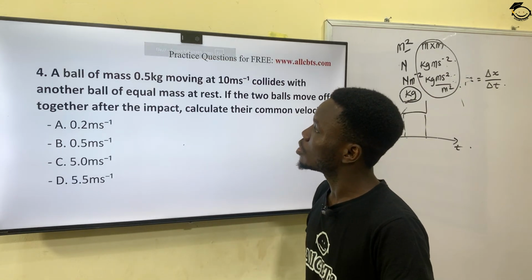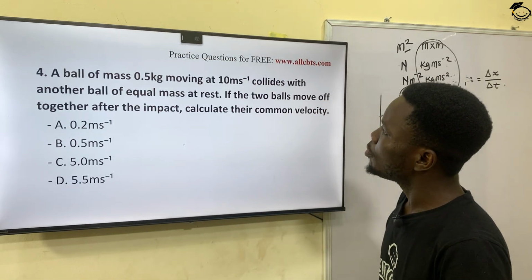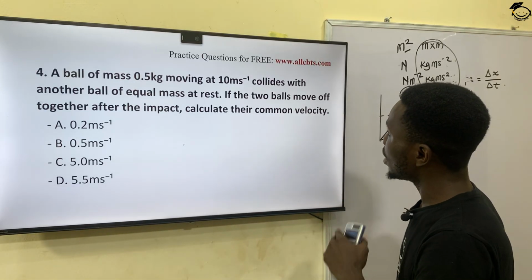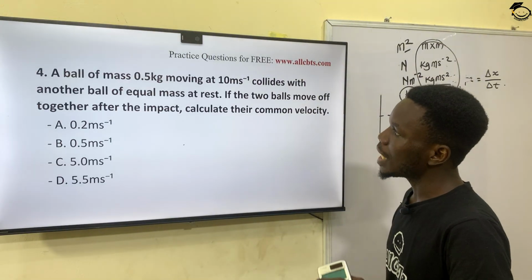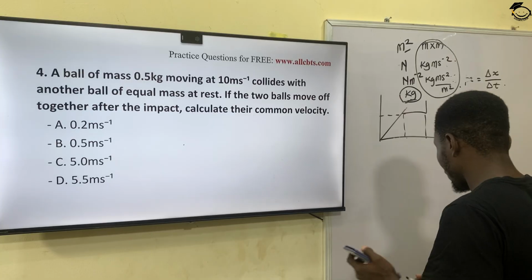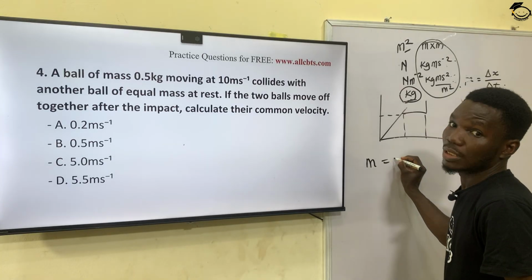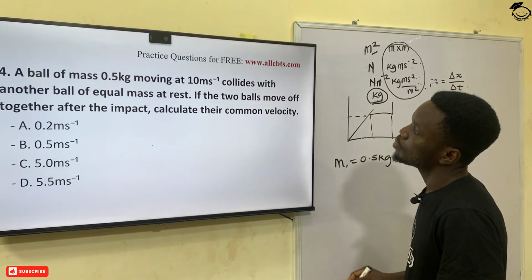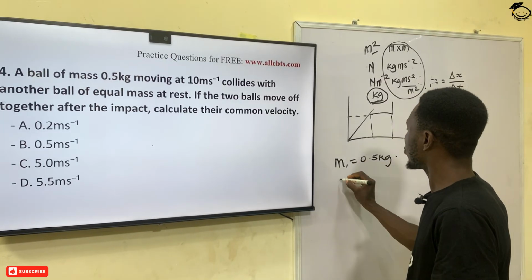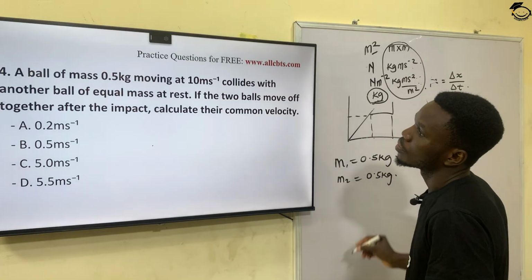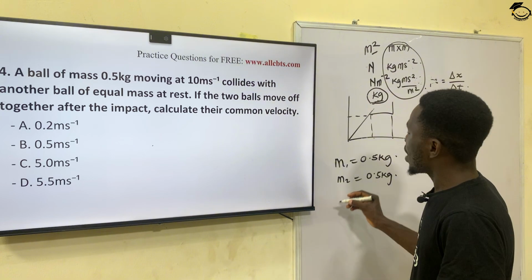Moving on to question number 4, it says, a ball of mass 0.5 kg moving at 10 meters per second collides with another ball of equal mass. So we have a ball of mass 0.5 kg. This is the first ball, M1, which collides with another ball of equal mass. So our M2 is also 0.5 kg, of equal mass at rest.